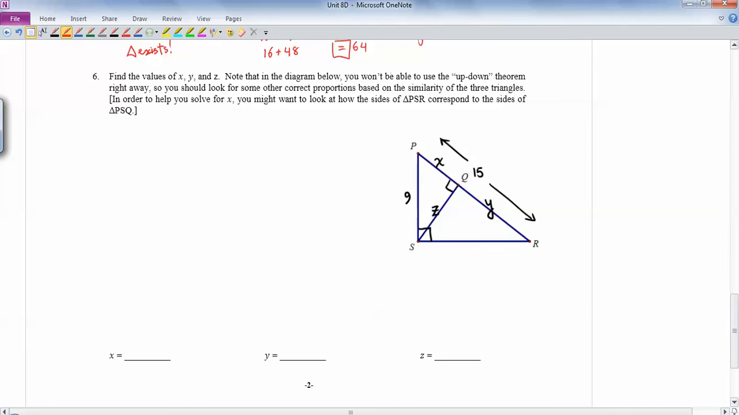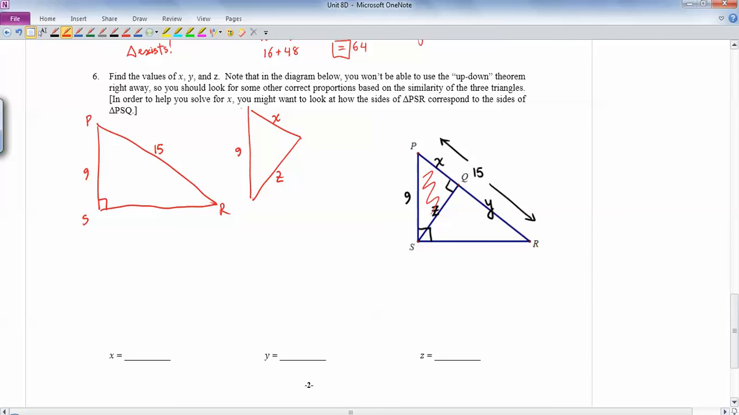But there's a hint that says, look at how PSR's sides match up with PSQ's sides. So let me draw those two triangles by themselves. PSR is the big triangle right here, and this is 9 and 15. Those are the only sides I know. And then PSQ, or PQS, is this triangle here, and I've got a 9, an x, and a z. Let me label it PQS. And there's a right angle here.